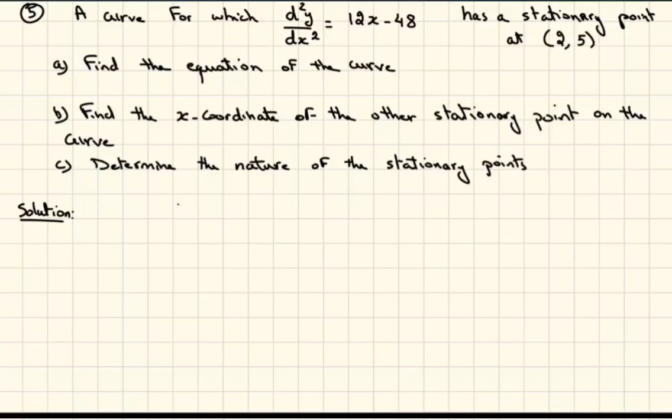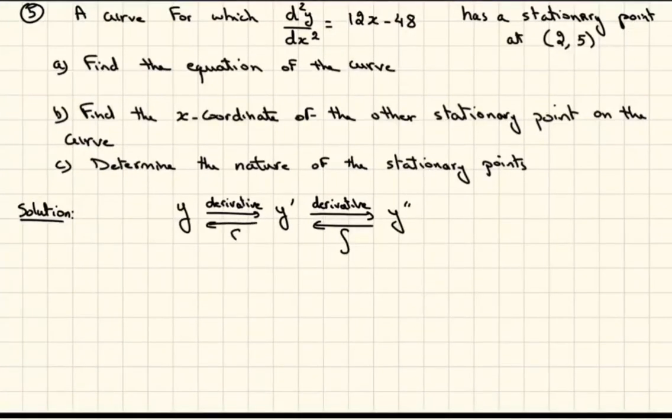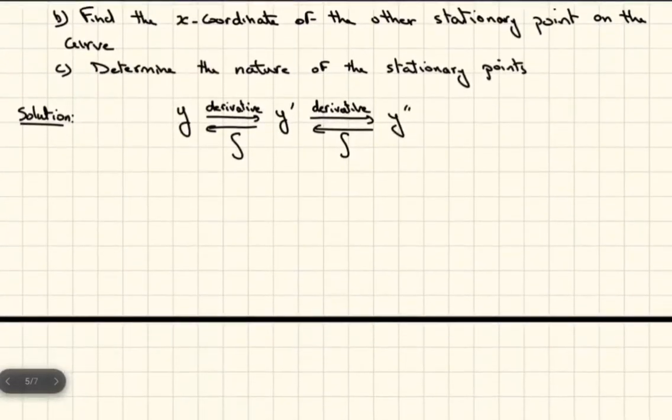Now, you should remember one thing: if you have y and you want to get y prime, you do the derivative. So you differentiate. Then from y prime to get y double prime, you need to do the derivative one more time. The way back, if you have y double prime, the second derivative, and you want to go back to the first derivative, you should integrate. So you do the integral one time. From y prime to y, you also have to integrate. Now, let's start with this question.